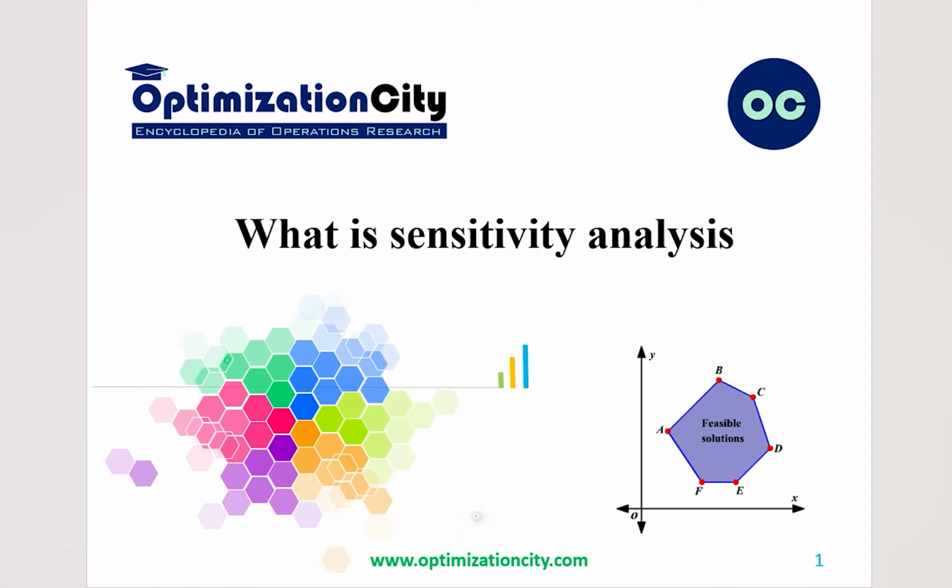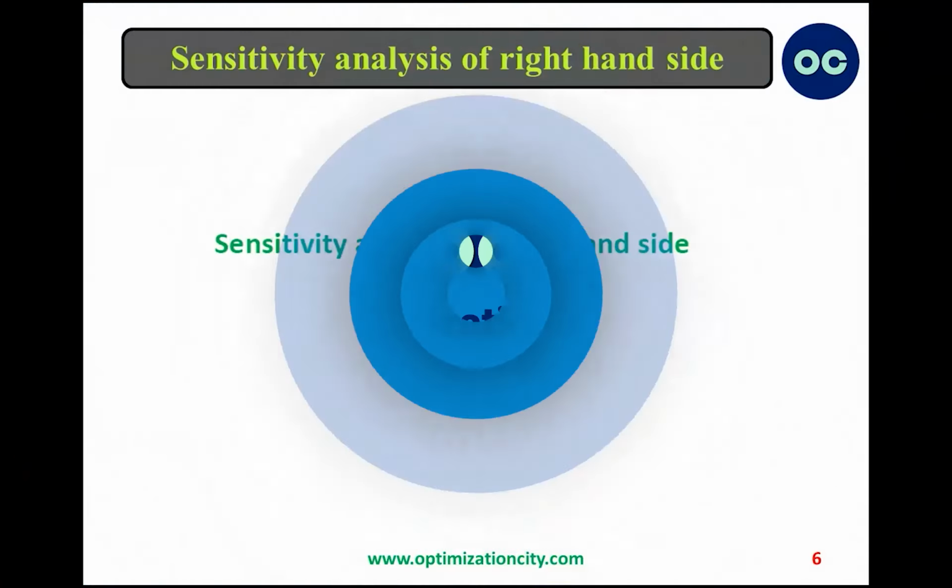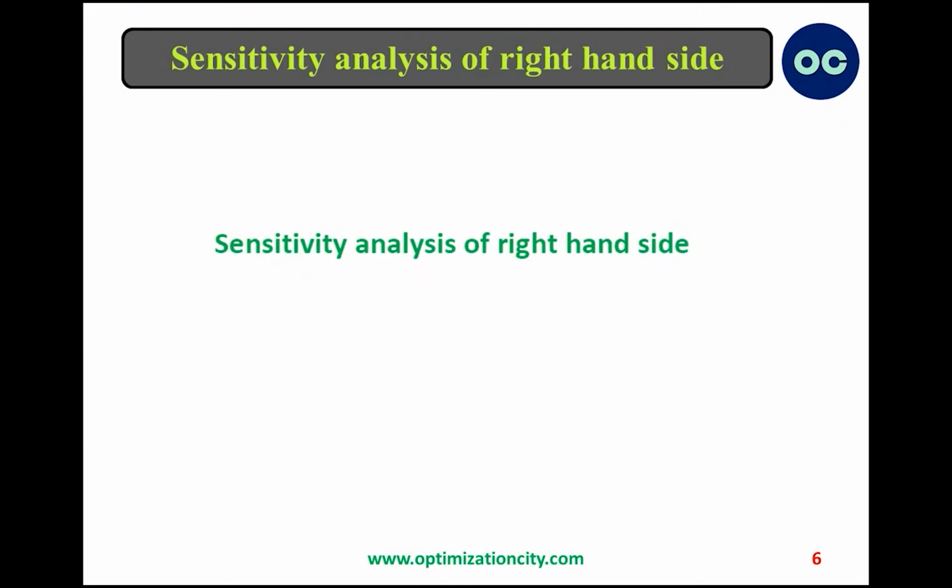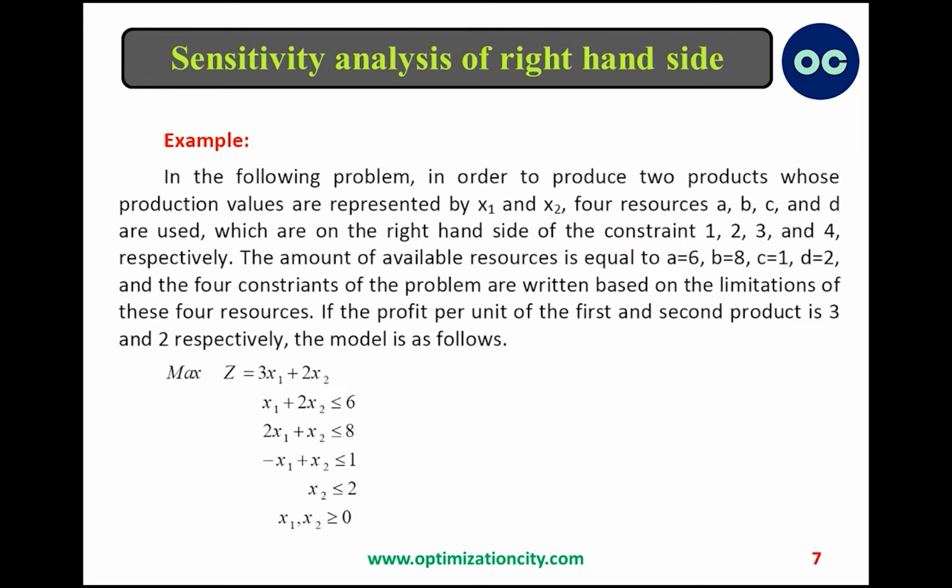In this video, we answer this question: what is sensitivity analysis? Let's move on. When we analyze the sensitivity of the numbers on the right-hand side, our goal is to determine how much we can change them while keeping the final table feasible. Feasible means that none of the right-hand side numbers become negative. To help explain this case, let's consider the following example in more detail.